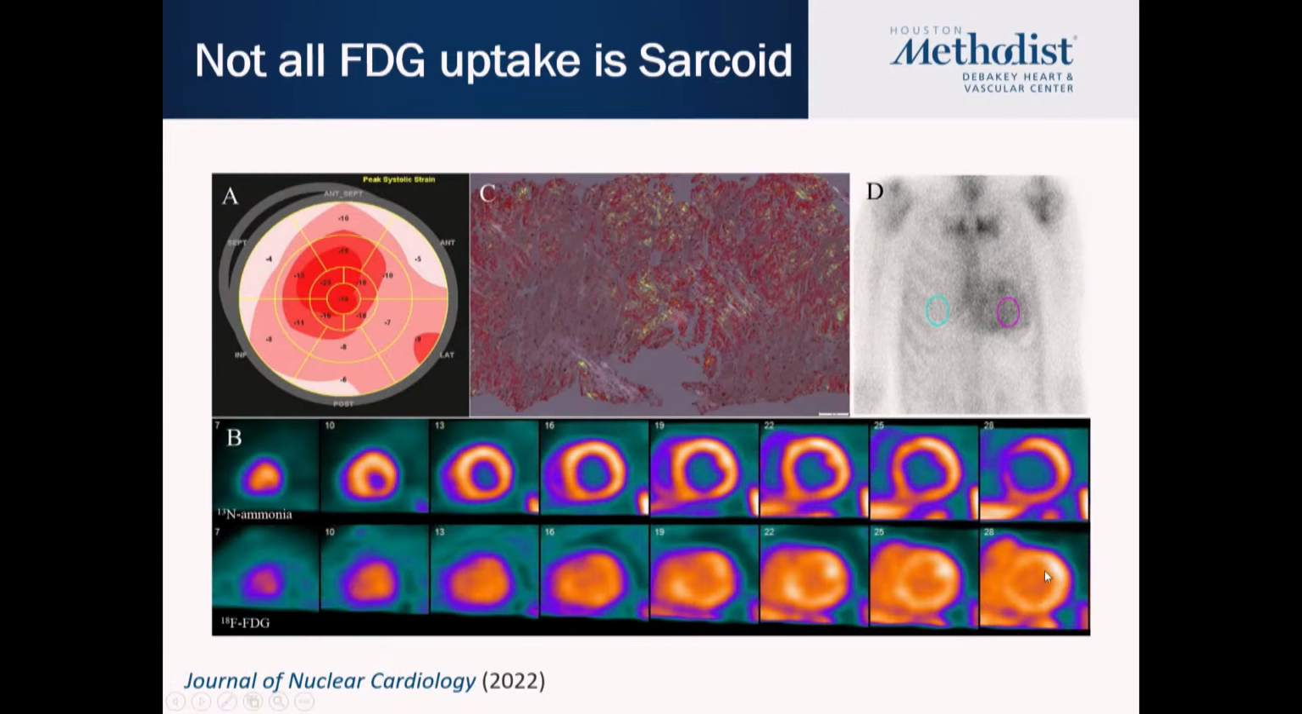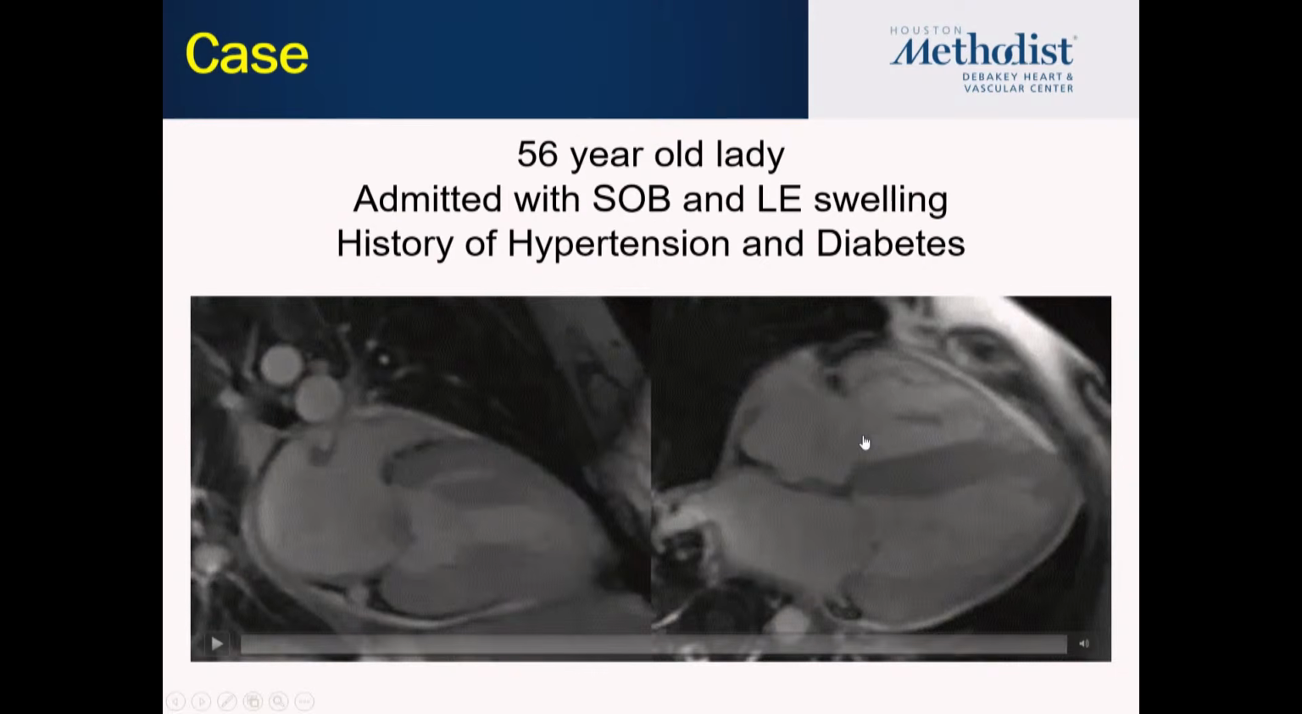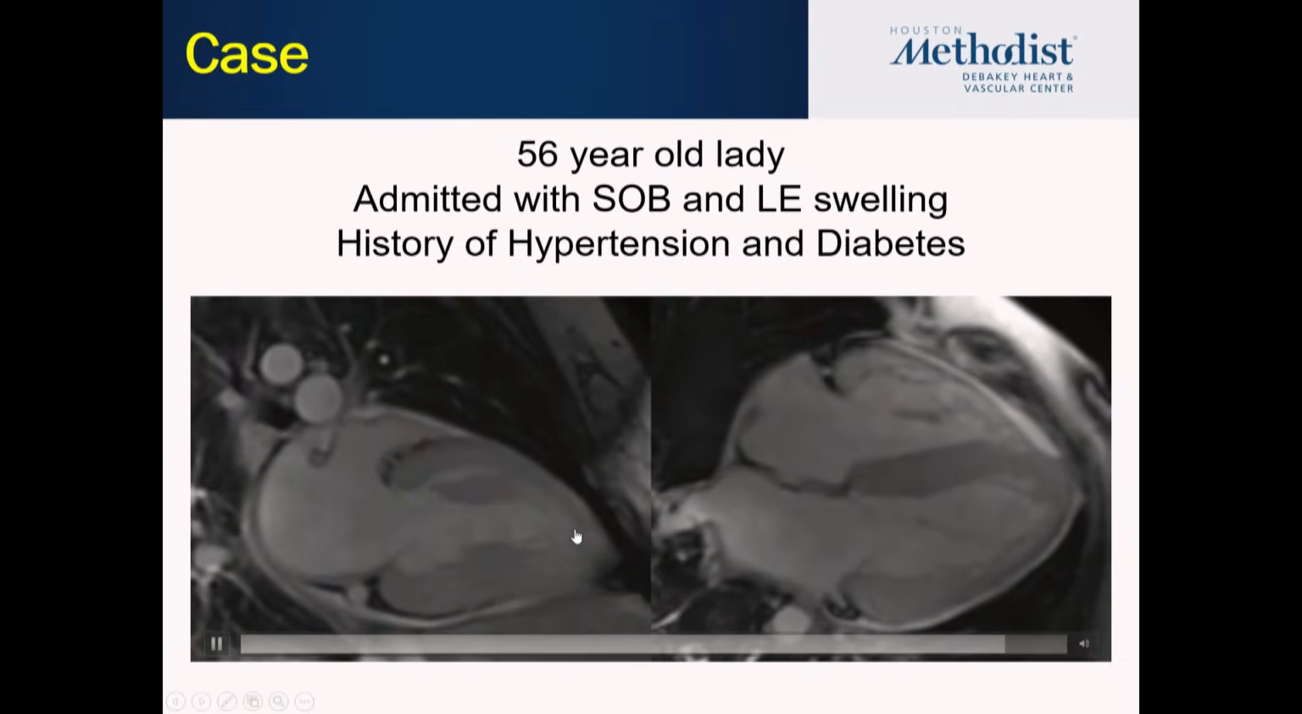We have an unequal one, and in this case series they published 5 cases that have that. So this is a good segue for amyloidosis, and Dr. Shah mentioned the different patterns that you see with amyloidosis and MRI.